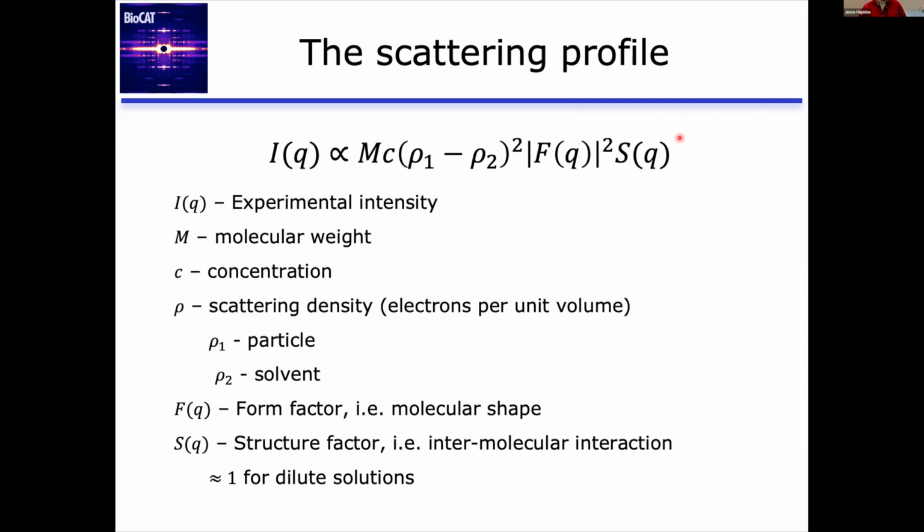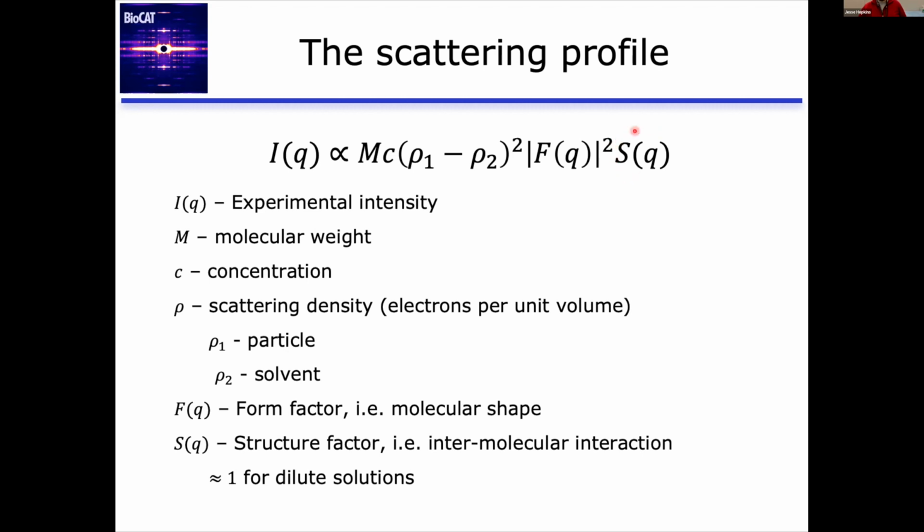There's also this S of Q term. It's called the structure factor, and this relates to intermolecular interactions. If you want to learn about the shape of the macromolecule, you want this to be 1, because otherwise you're going to get variation in the scattering profile as a function of Q that doesn't correspond to the shape. It corresponds to the structure factor, and that's going to lead you astray when you're trying to interpret shape information.